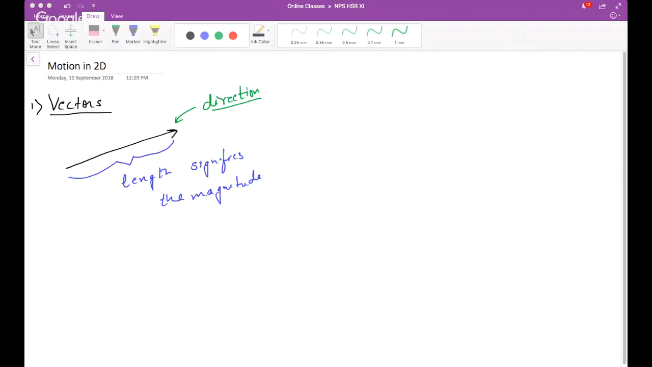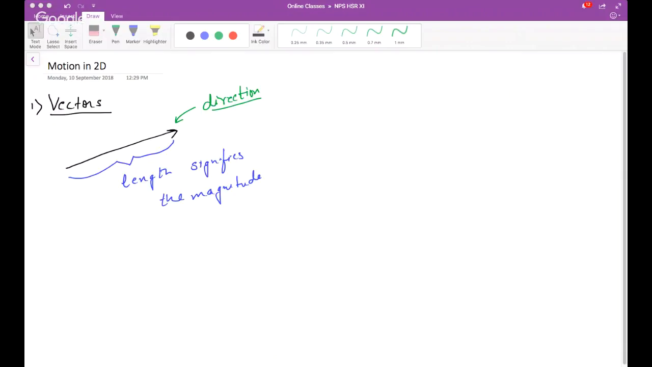So what I was saying is vectors, as we know, are a physical quantity which has both magnitude as well as direction. The vectors are represented by arrows. So basically, the length signifies the magnitude, and the arrowhead signifies the direction.